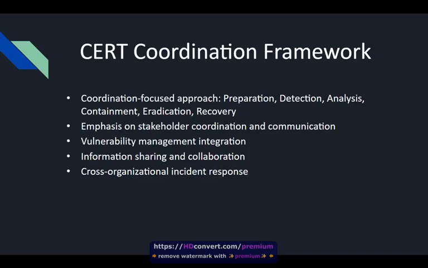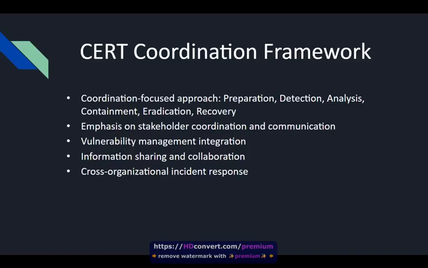CERT coordination framework emphasizes coordination and communication throughout the entire incident response process, making it particularly valuable for complex environments with multiple stakeholders. The preparation phase includes stakeholder identification and communication, which ensures that all the relevant parties know their roles and responsibilities. And the detection phase leverages coordinated monitoring and information sharing, allowing organizations to benefit from collective intelligence and early warning systems.